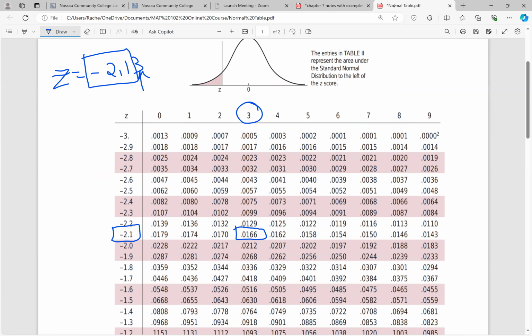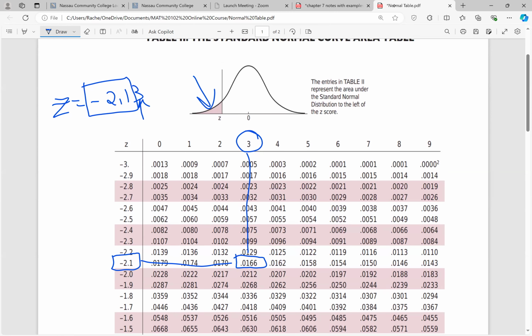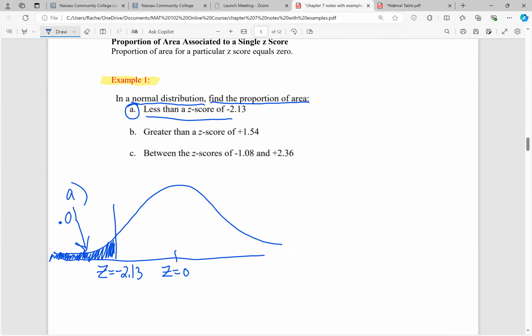And then we go to where they meet. So you see how they meet right here at an area of 0.0166. And that's the proportion of area to the left of the z-score. And you really can't forget because it gives a diagram on top and it says, this table represents the area under the standard normal curve to the left of the z-score. So that's how this table works. So the area to the left is going to be 0.0166. That's the proportion of area, 0.0166 to the left of a z-score of negative 2.13.